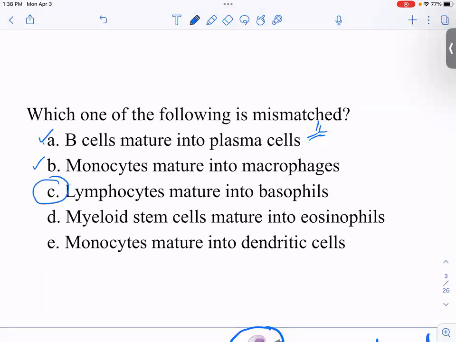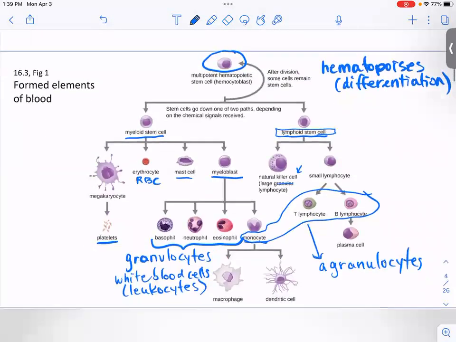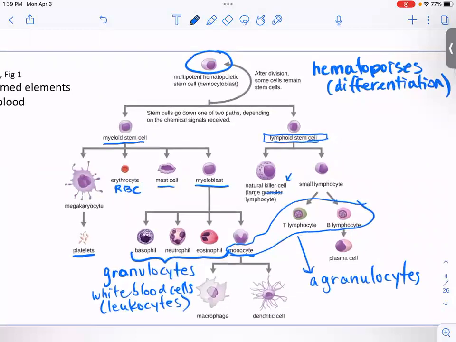Lymphocytes, they don't really mature into anything else. There are different kinds of lymphocytes, or different kinds of T cells. As far as I know, there's only one kind of B cell. But so yes, this is true. Myeloid stem cells mature into eosinophils. Oh yeah, right. Got that one. So I can ask a lot of different questions. If you remember back to this drawing, I think this was last Monday's lecture.